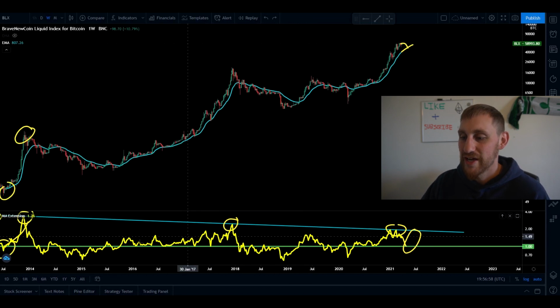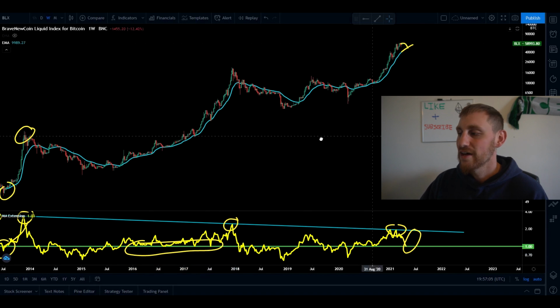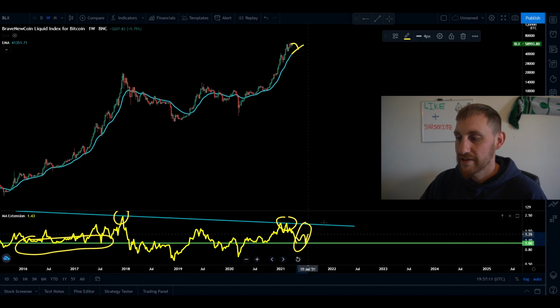In 2017, we actually came back down to test it multiple times here, as you guys can see on the bottom side. So I am expecting a retest of that, which would also reset our indicator, and like I said, would give us a bunch of room to then make higher prices throughout the end of the year, right?